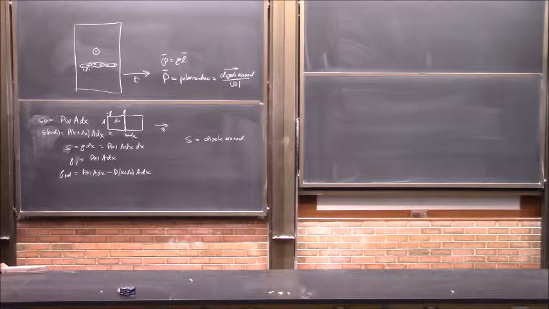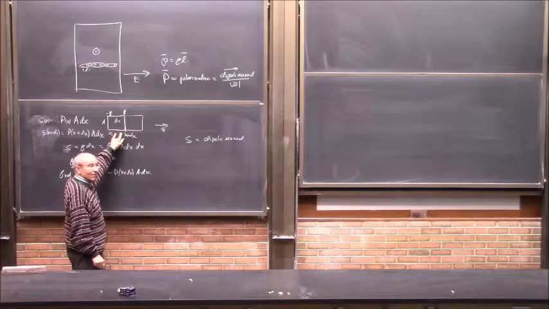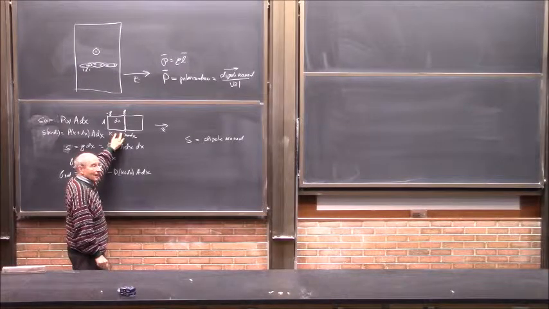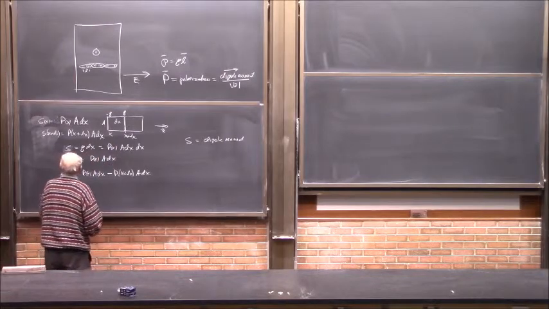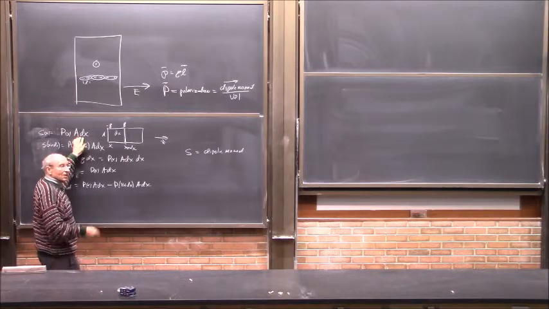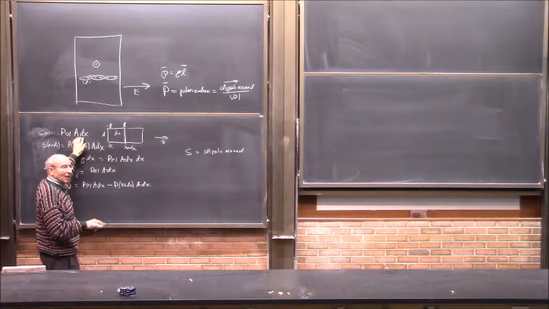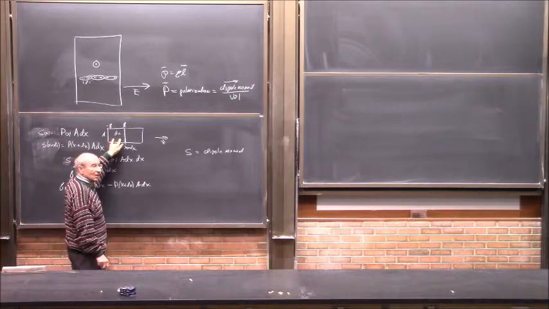So is S now the dipole moment for volume? S is the dipole moment in this box. The dipole moment in this box is the polarization in this box times the volume of the box. And the polarization in the box is P of x. The volume in the box is A dx. And so the dipole moment in this box is that much.